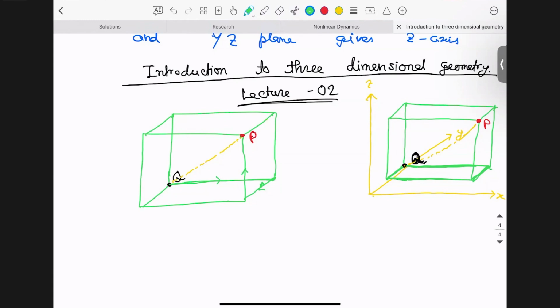Now, if I take a projection of this yellow line on this green surface, then how will it look? It will look something like this. I am taking the projection of this QP line on the base of the figure. Okay, then it will look like this one.